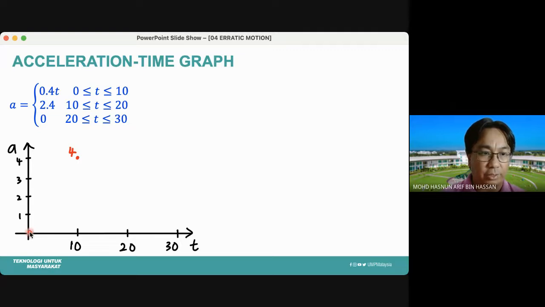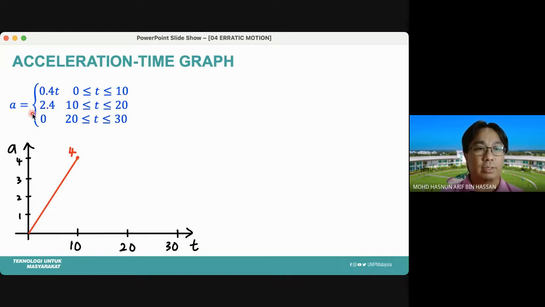So you have 2 points. Basically 1 point down here, 1 point here at a equals 4. So what you can do is draw a straight line, because you know that this is a linear relationship. So from (0, 0) to (10, 4). Okay, 10 is the x-axis, 4 is the y-axis.